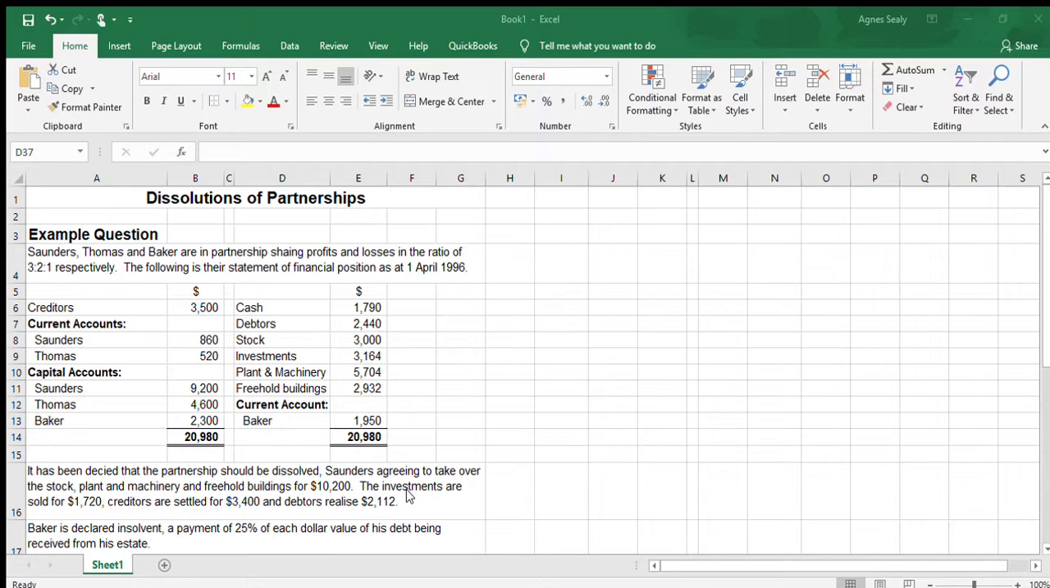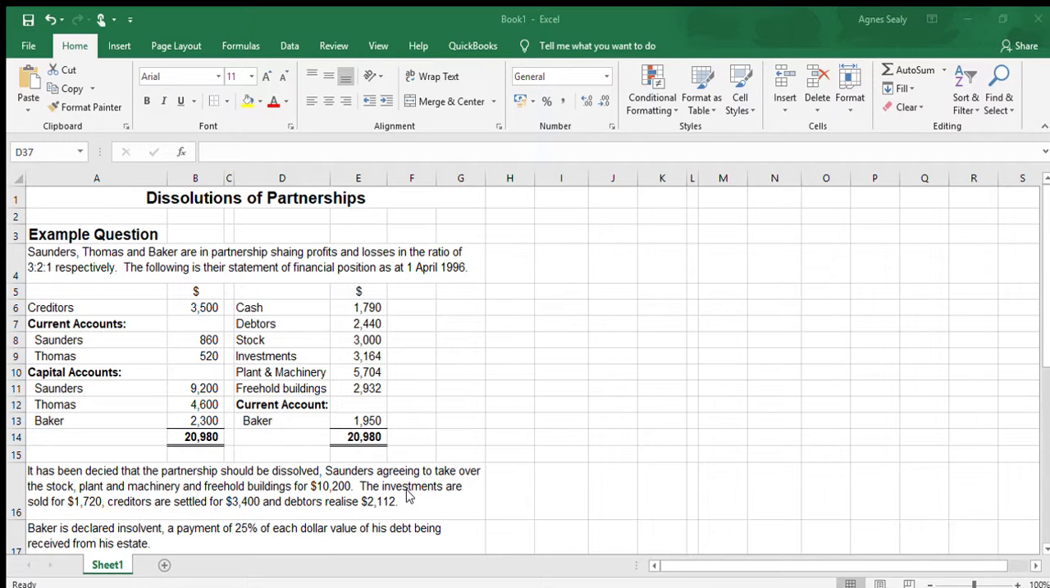So the third entry, if the partner is taking over an asset, you debit the partner's capital account and you credit the realization account. Number 4 accounting entry that we may have is when you collect funds from your debtors. So any money that the partnership or the business collects from its debtors will be debited to the bank or the cash account, and credited to the debtors account or accounts receivable.